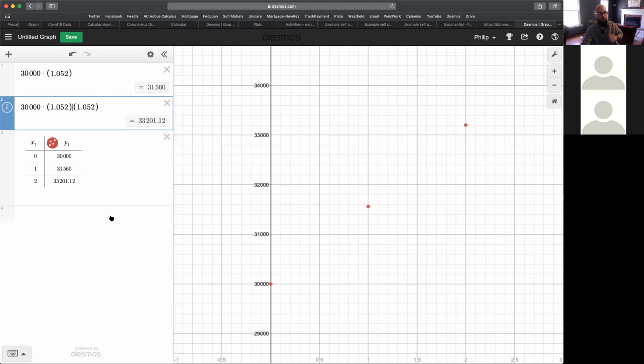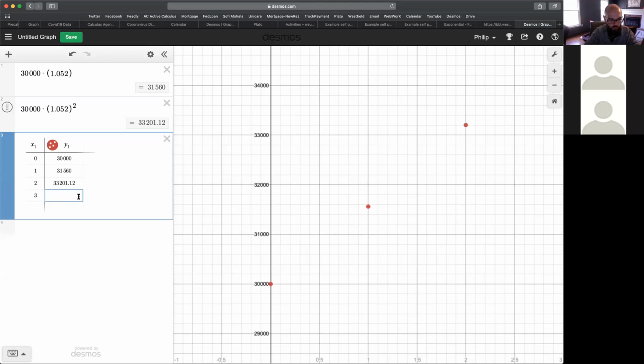And what do you notice in here? I have 1.052 times 1.052, and another way to write this would be 1.052 squared, like this. Okay. So what we get here is 30,000 times 1.052 and 30,000 times 1.052 squared.